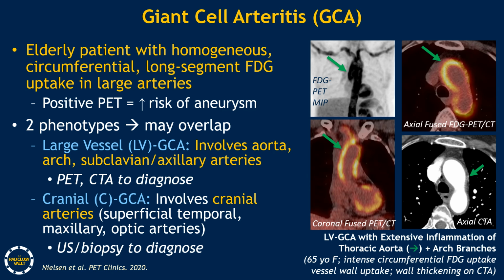And what do we see on CT? There's concurrent vessel wall thickening, perivascular soft tissue, and fat stranding, right where there's uptake circumferentially on PET. There is a cranial subtype of giant cell arteritis, and that involves arteries in the scalp, for example, the superficial temporal artery. PET doesn't really play a role in this diagnosis. It's typically performed with ultrasound or biopsy.